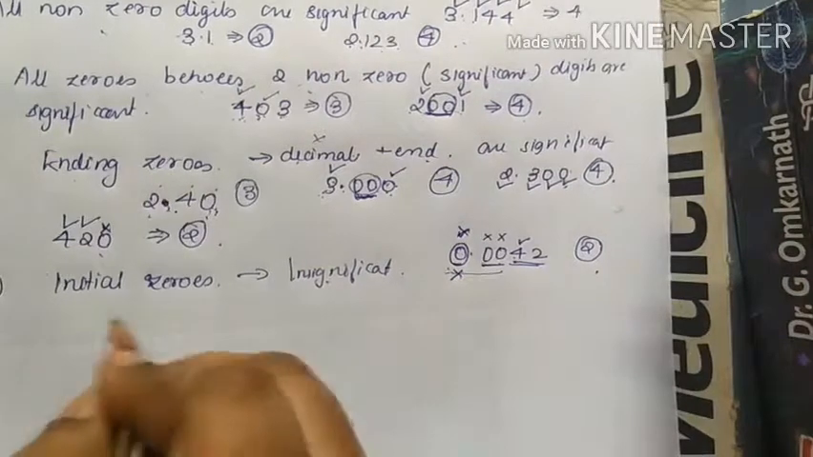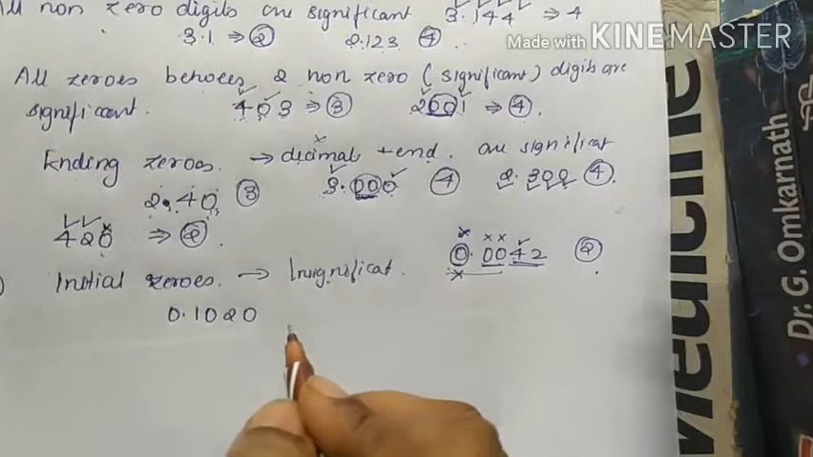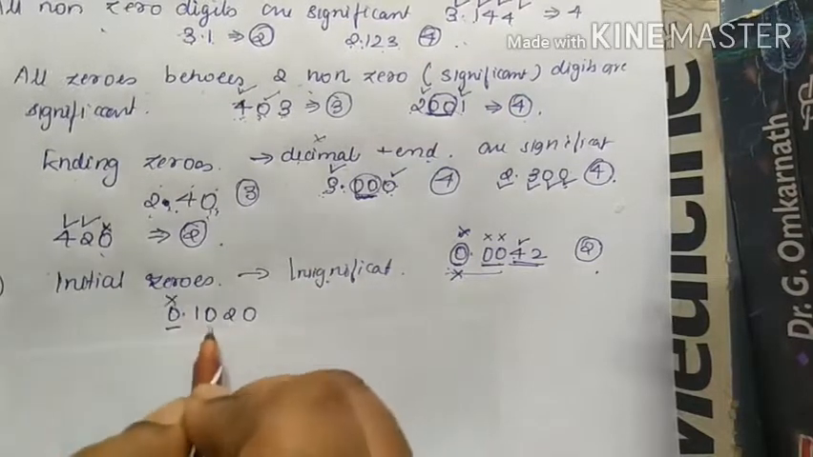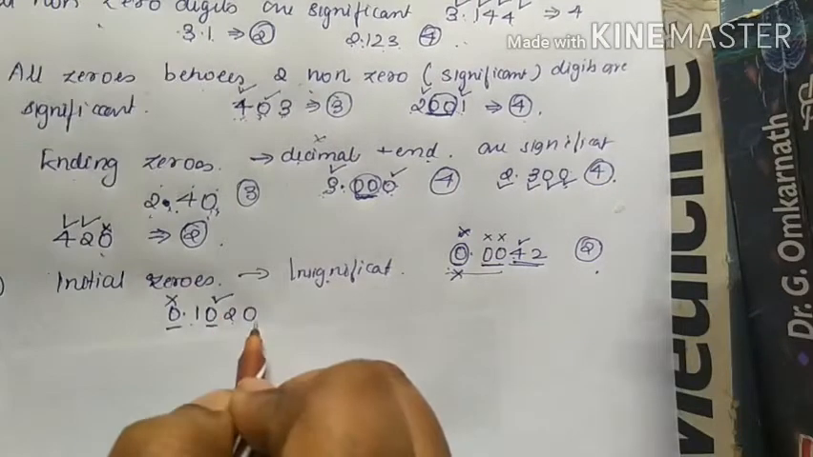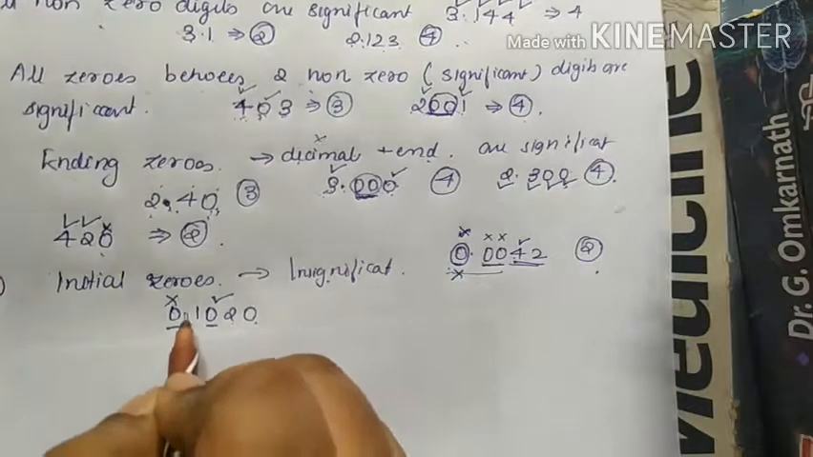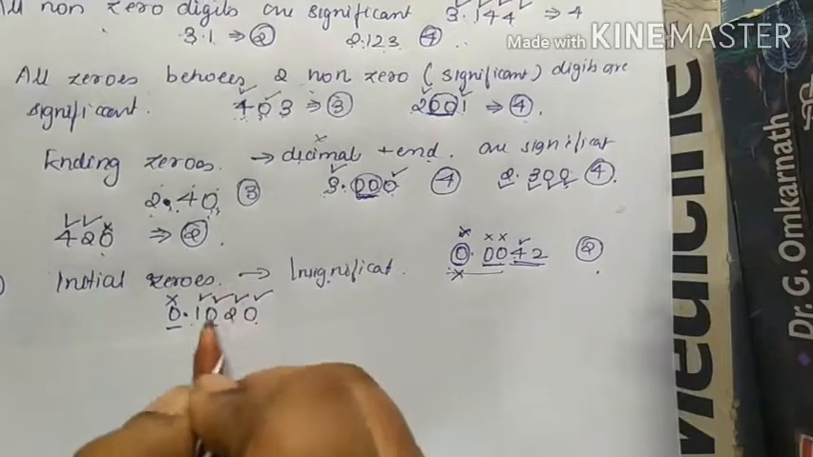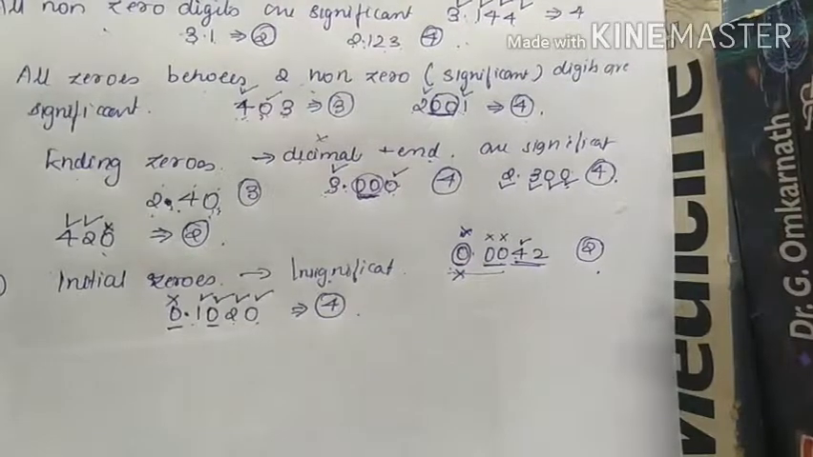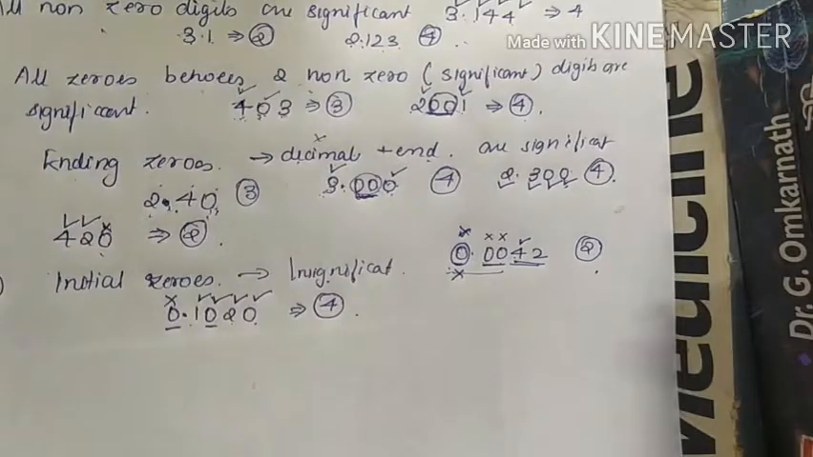Clear? Let's say another example, 0.1020. This is an initial 0, not significant. But this 0 between 1 and 2 is significant. This 0 is the ending 0, remember? Ending 0 after the decimal point is significant. This 2 is significant, this 1 is significant. That means this number has 4 significant figures. Clear?